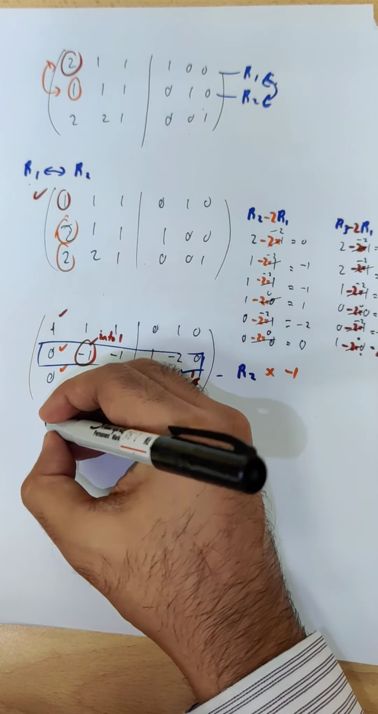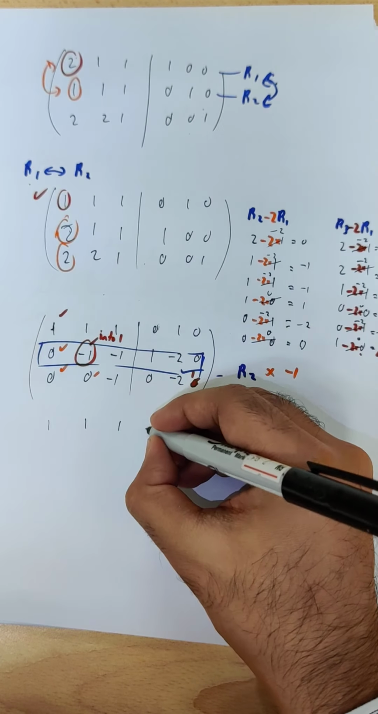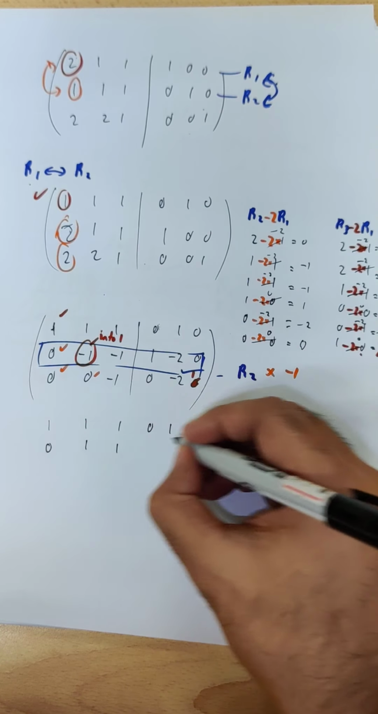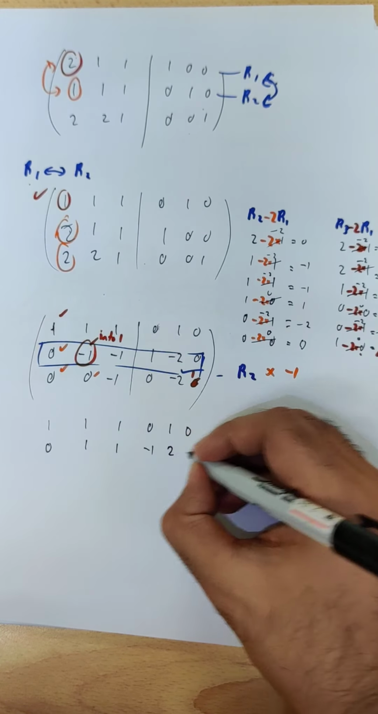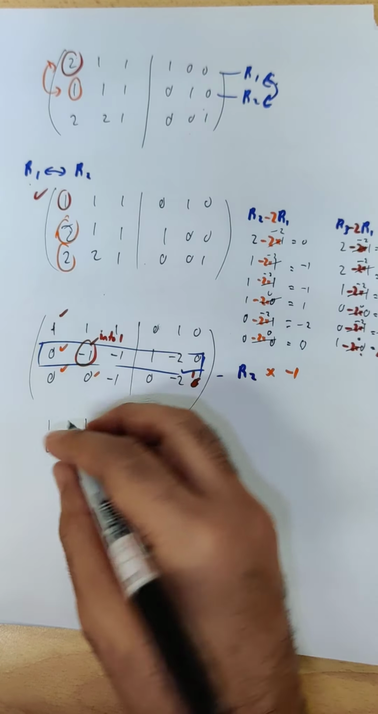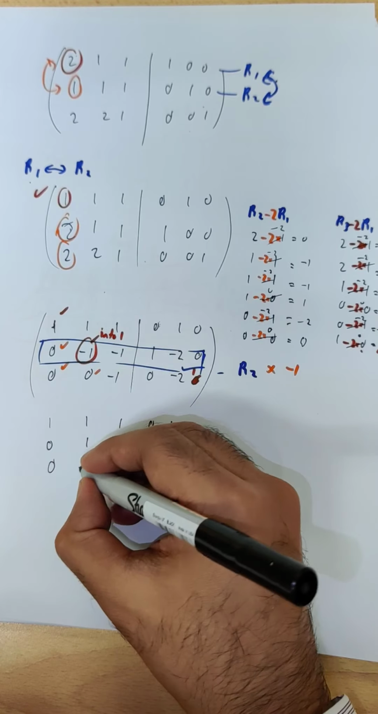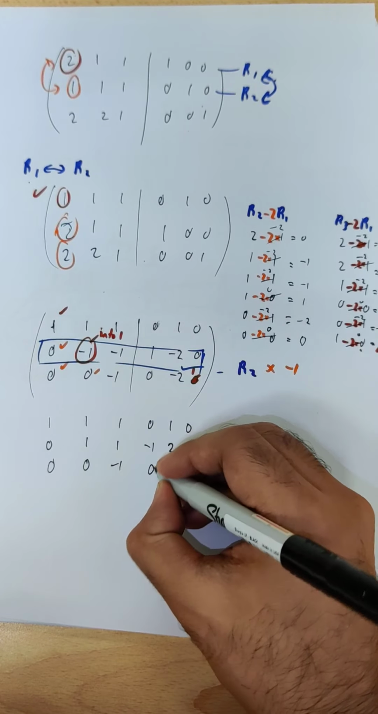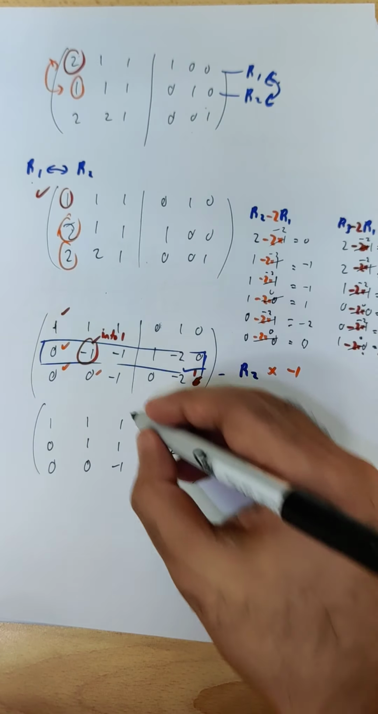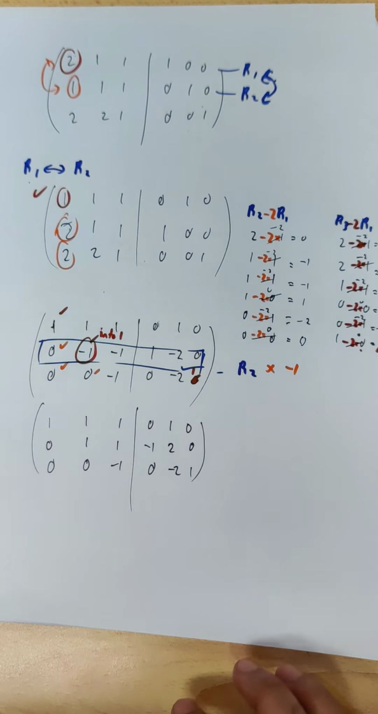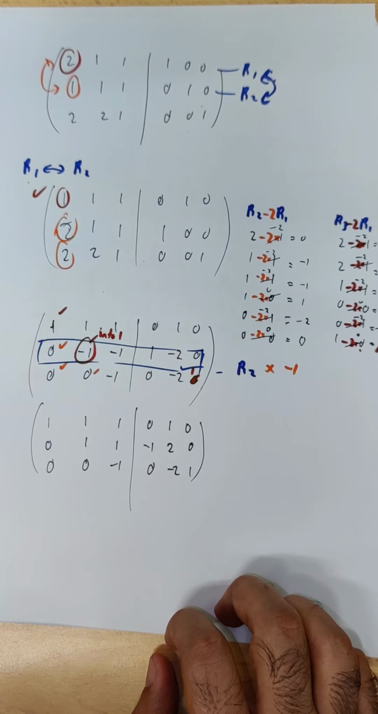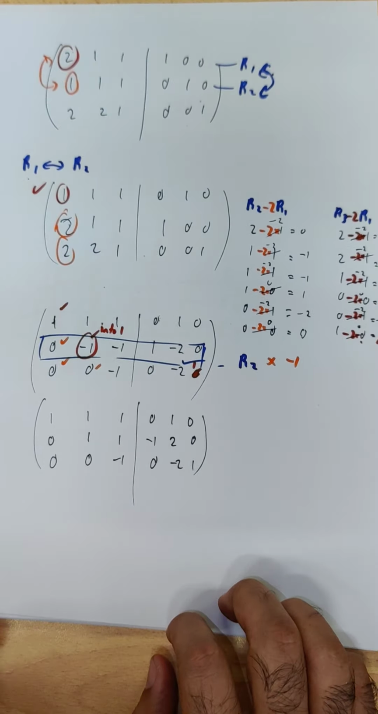So I get myself 1, 1, 1, 0, 1, 0, 0, 1, 1, negative 1, 2, 0. So the rest 0, 0, negative 1, 0, negative 2, 1. Okay, be very careful with your work, because just now you see that even I could get careless sometimes. Right, so that one is done. So what's next?